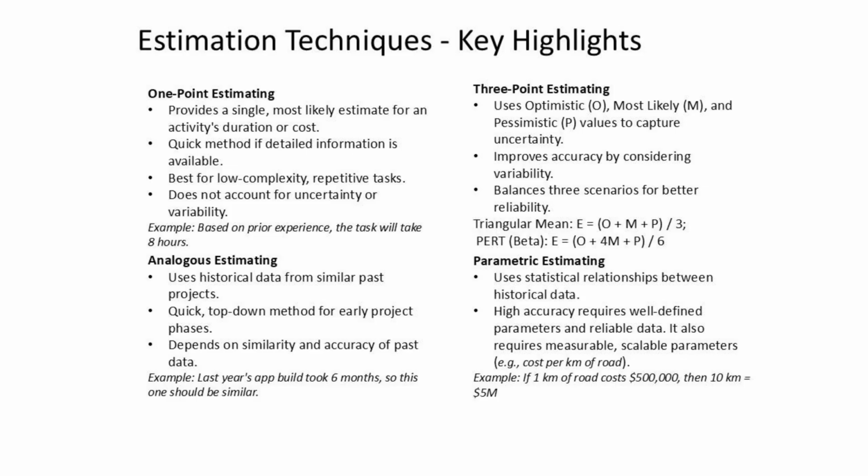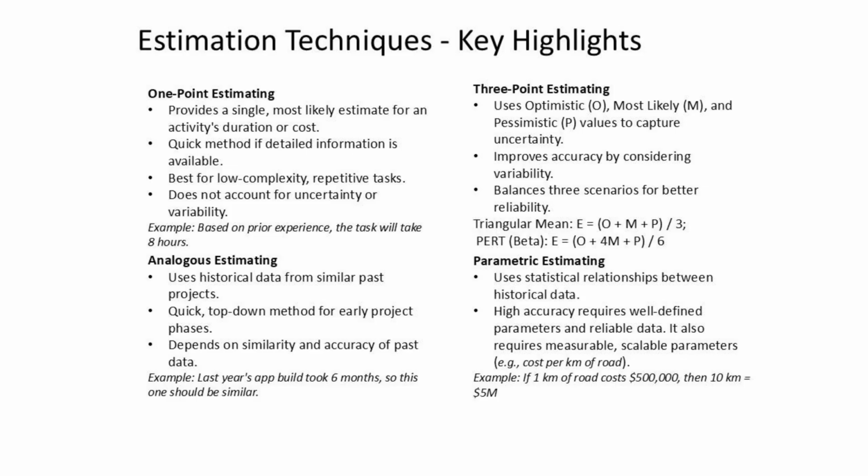O plus M plus P divided by 3 gives you the triangular mean. O stands for optimistic, M stands for most likely, P stands for pessimistic. O plus 4M plus P divided by 6 gives you the beta distribution calculation. Beta distribution uses weighted average and it's strongly considering the most likely estimate. When we talk about triangular distribution, we know that it's a simple average. It is giving equal weight to each of the 3-point estimates. Those who are writing the PMP exam, you must be aware of these formulas.